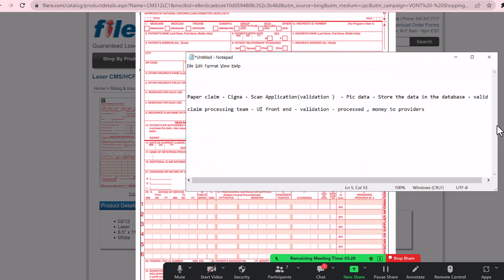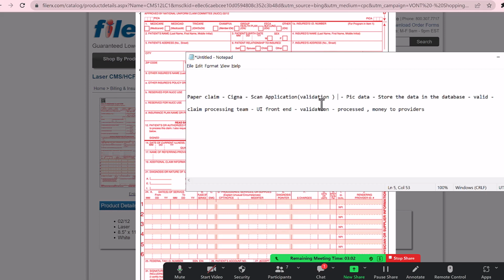So when the member ID is not present, we have to find a scenario. What needs to happen to those documents? Do they need to be sent to the business owners, or how are we going to handle it? So the first validation is when we are scanning it.